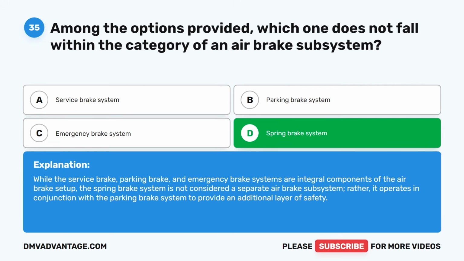Rather, it operates in conjunction with the parking brake system to provide an additional layer of safety.